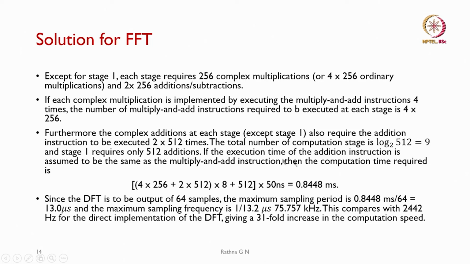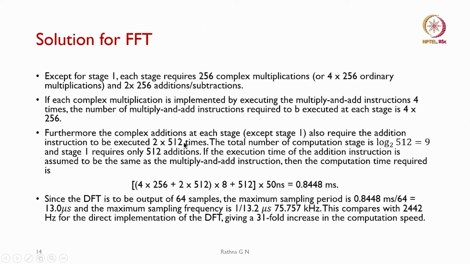If the execution time of an addition instruction is assumed to be the same as the multiply and add instruction, although we know that multiply may take a little more time, we are assuming at present that addition also takes the same time. Then the computation time required for the 512 point FFT is 4 into 256 plus 2 into 512 additions.